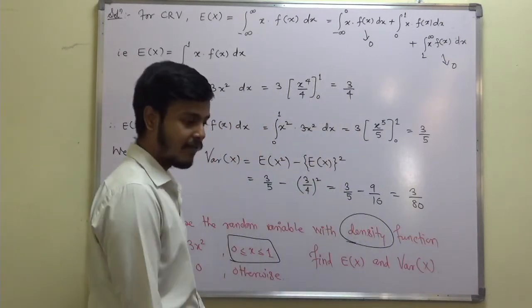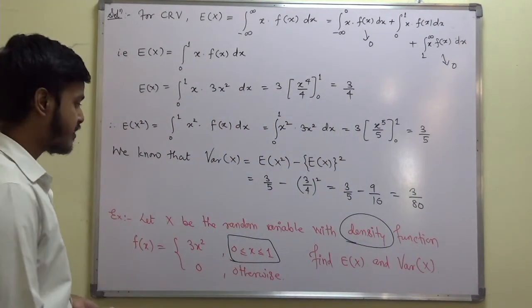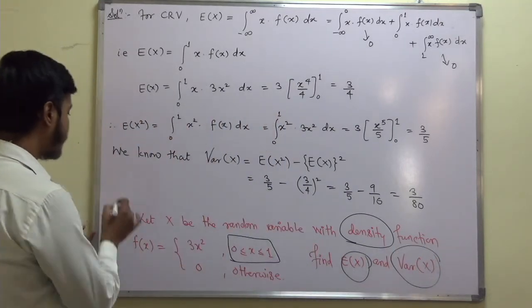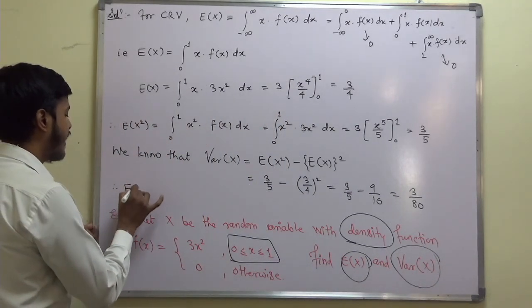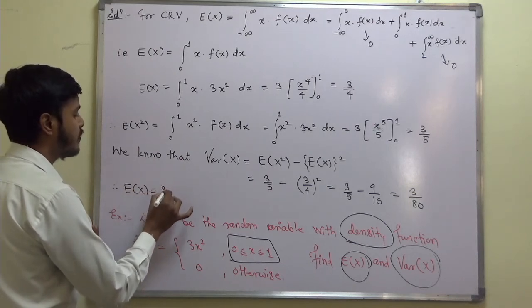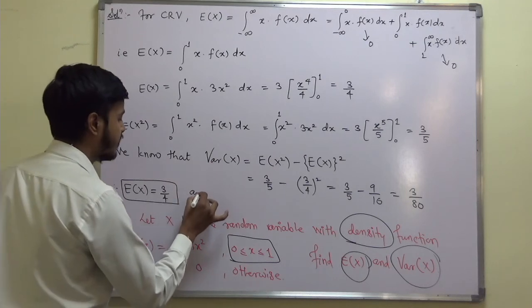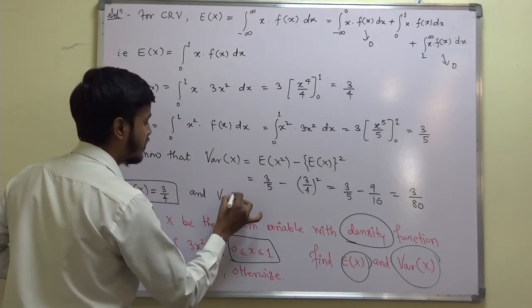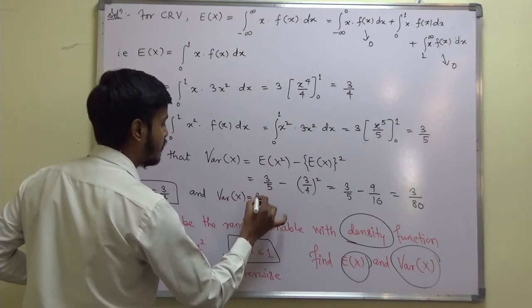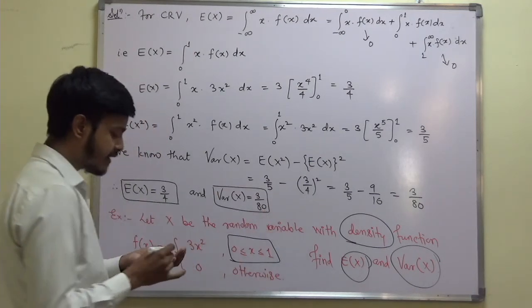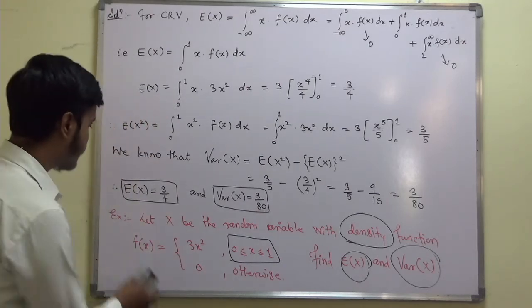So what we have found at last, that is what you had to find, the expectation and variance. So at last you can write, therefore, expectation of x is equal to 3 by 4 and variance of x is equal to 3 by 80. This completes the solution of this problem.